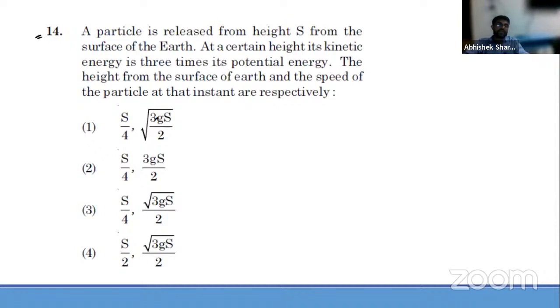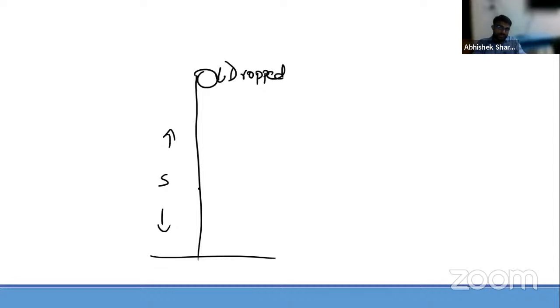14th question. A particle is released from S height from the surface of the earth. At a certain height, its kinetic energy is 3 times its potential energy. The height from the surface of the earth and the speed of the particle at that instant are respectively what? Students, very easy question. Suppose initially the particle is at S height. Here I'm dropping this particle. Now it's dropped. When it reaches a particular height from the surface of the earth, let us assume it to be small h height.